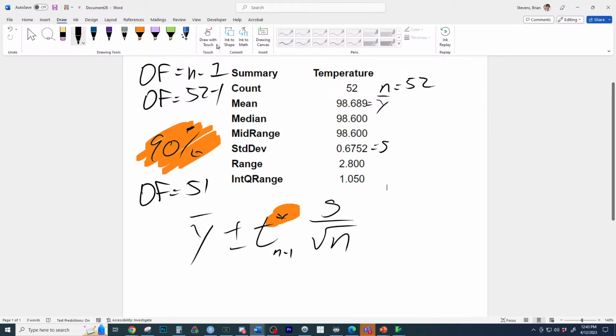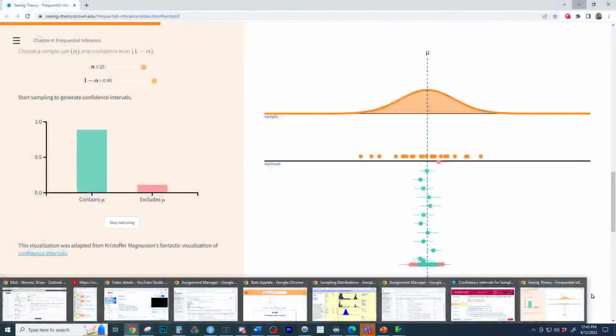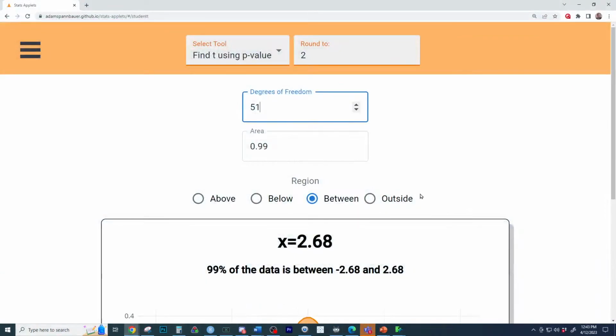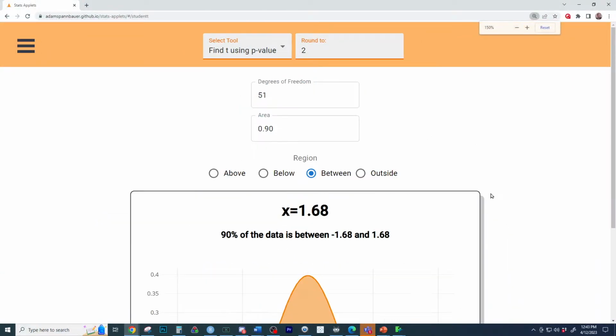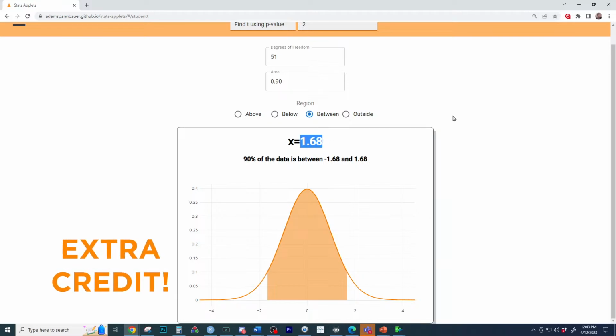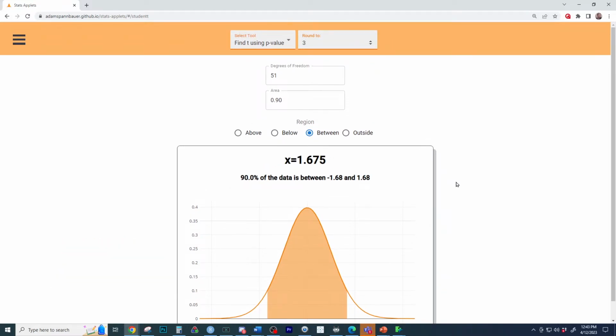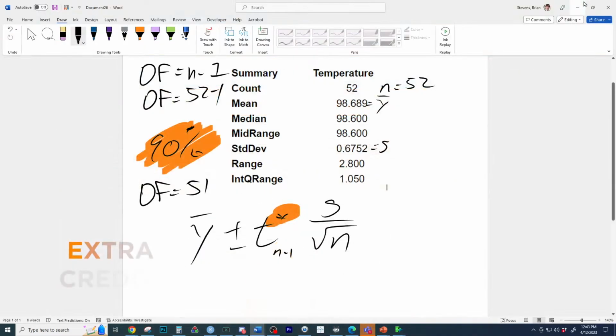Great job. And technically lowercase. Sometimes people interchange between uppercase and lowercase. I'm very particular about that, but I don't think it ever appears on the test. And we need 90%, and we go between. And there it is right there. Great work, Jesse. So here is the T we need. I would probably carry it to a third digit: 1.675.